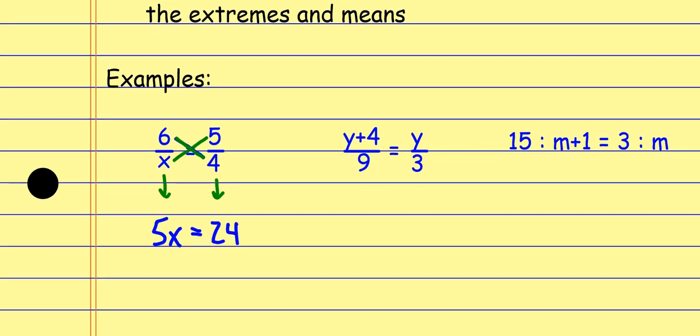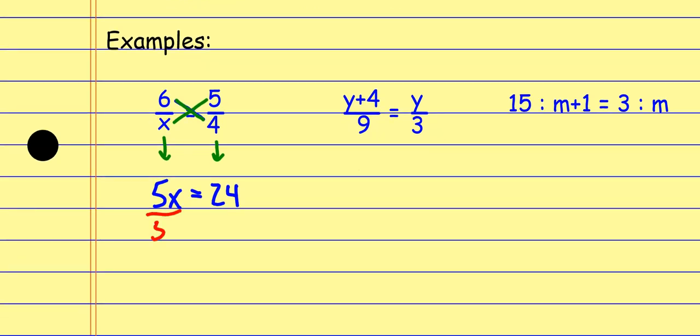I undo multiplying by 5 by dividing each side by 5. And I could just do this as a decimal. That's fine. So that's going to give me a 4.8. Okay? But again, you just cross-multiply and solve the equation that's left.